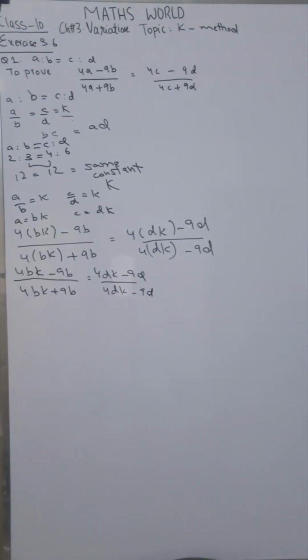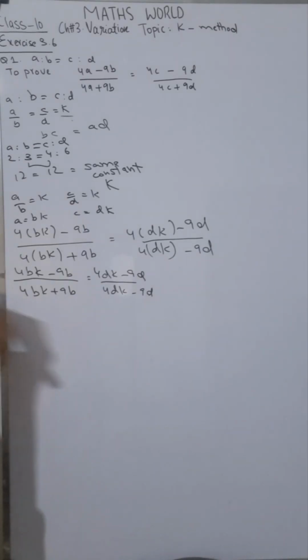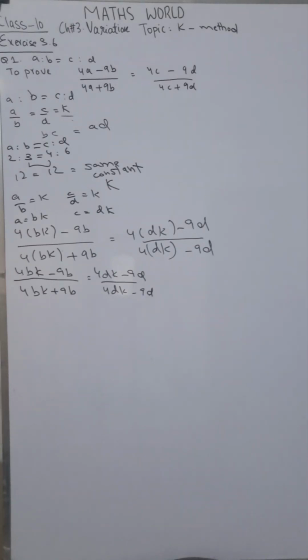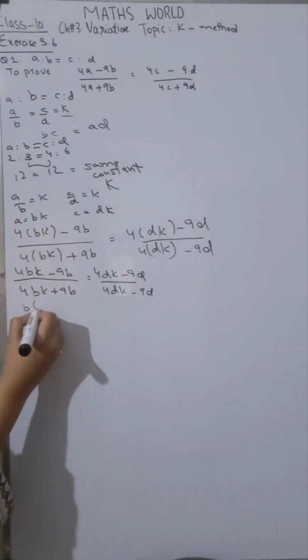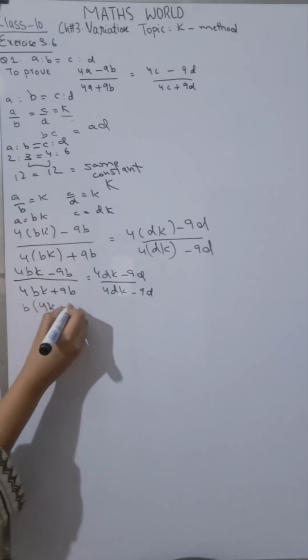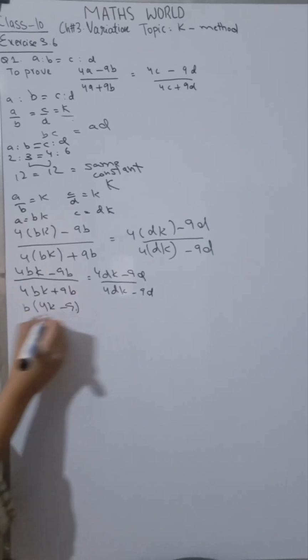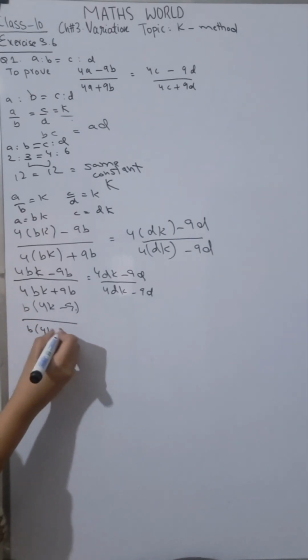What are you going to do? Very simple: we're going to take common factors. What can be common? B can be common. When you take the common factor, you will see something interesting in this question. Taking B common, you will get B times (4K minus 9) divided by B times (4K plus 9).